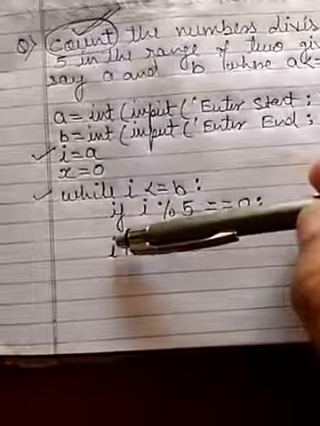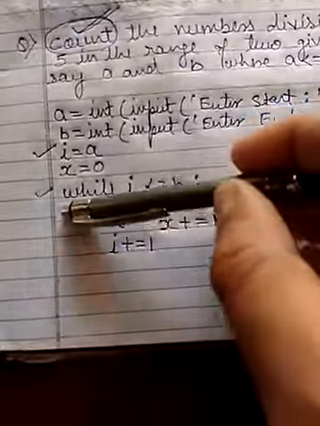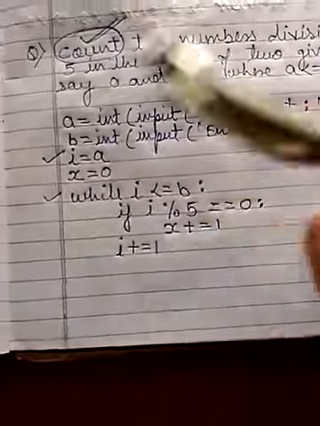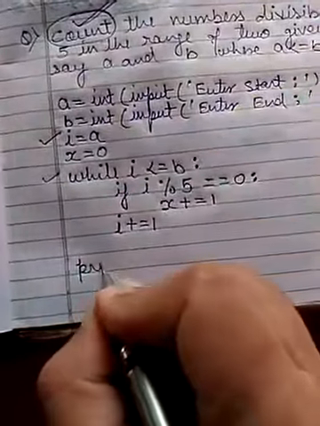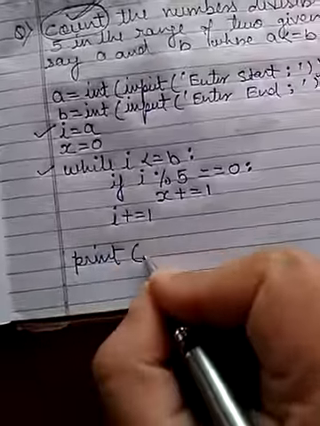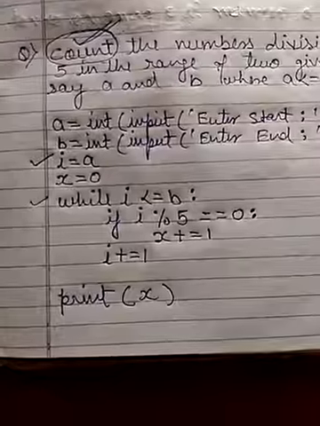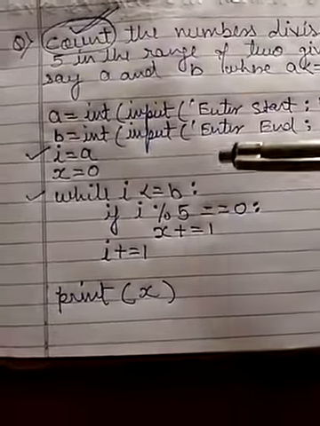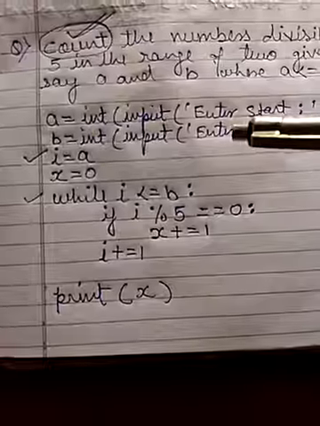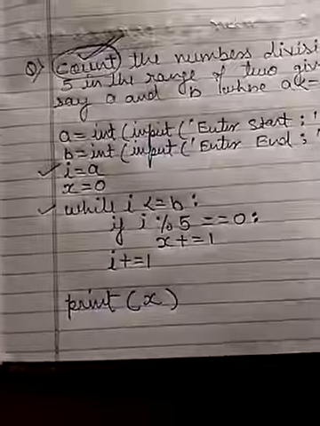And after that I need to display the counted value. So after the completion of the while loop, means in this indent, I am writing print x. So in this way you will count the values which are divisible by 5 in the range of two numbers, say A and B. Now we will apply this in some more complex questions.